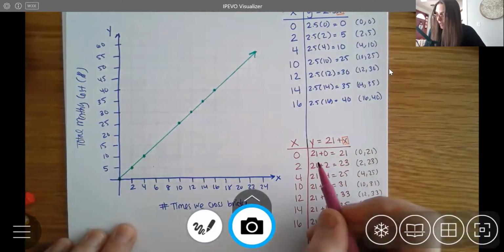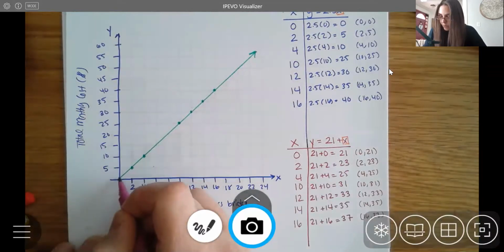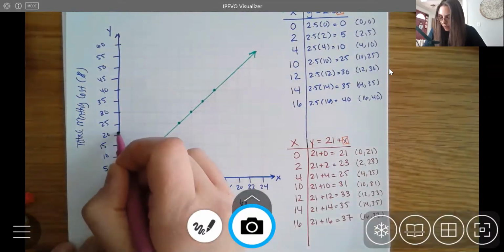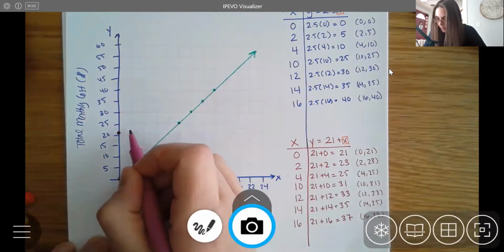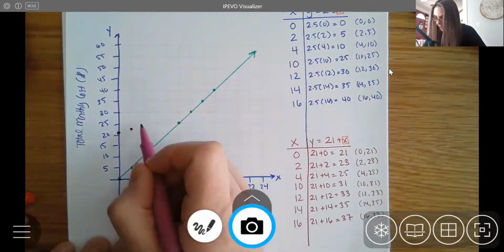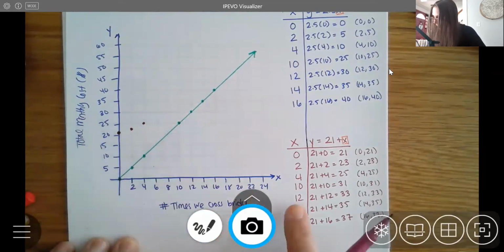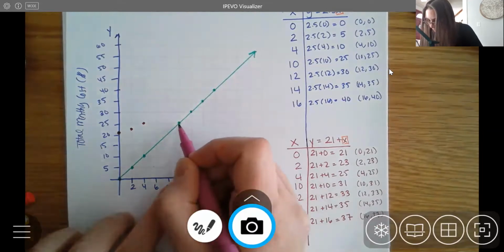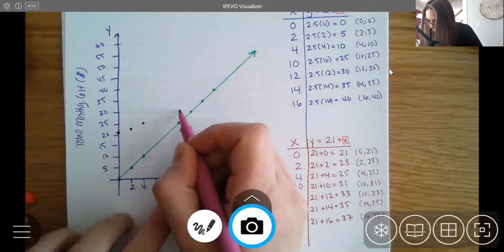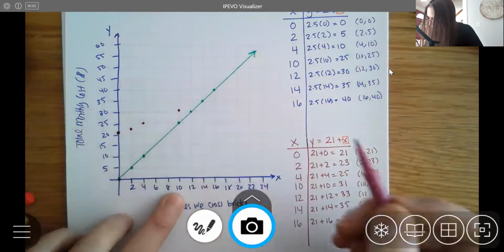I'm going to have to estimate here. So I have 0, 21. So here's 0, here's 20. So 21 is just a little bit above. Then I have 2, 23. So about halfway in between 20 and 25. Then at 4, I'm right on the 25. At 10, I'm at 31. So let's see. Here's 30, and then a little bit above would be 31.